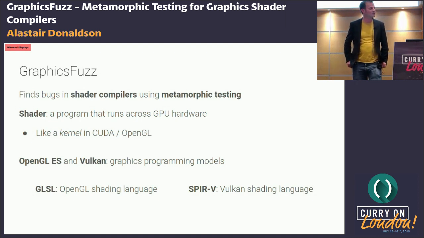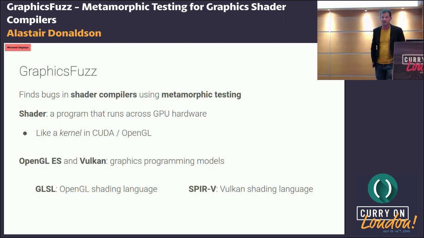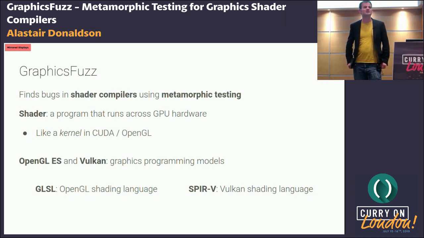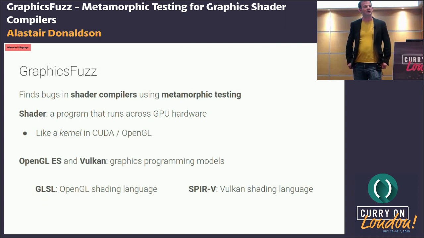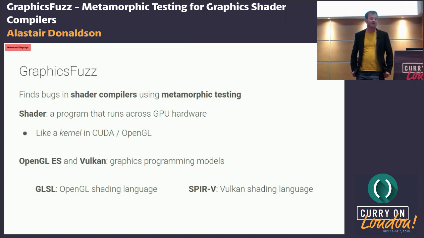It's a program that runs across the GPU hardware to perform a custom computation. If you're not familiar with graphics shaders, maybe you're familiar with kernels from CUDA or OpenCL, and a shader is basically the same as a kernel, but in proper graphics we call them shaders. There are two programming models for graphics that I'm going to talk about during the presentation. One is OpenGL ES. OpenGL is Open Graphics Language, and ES is the embedded subset, and Vulkan, which is a more modern graphics programming model.